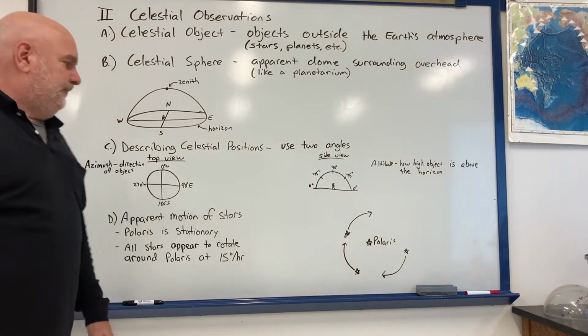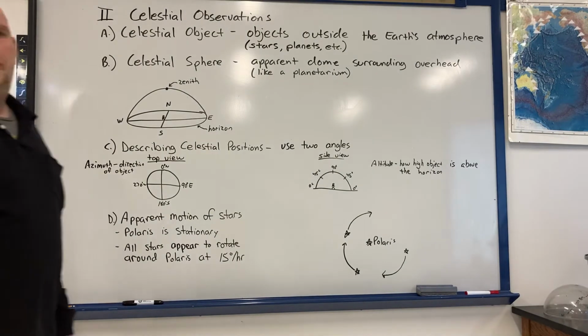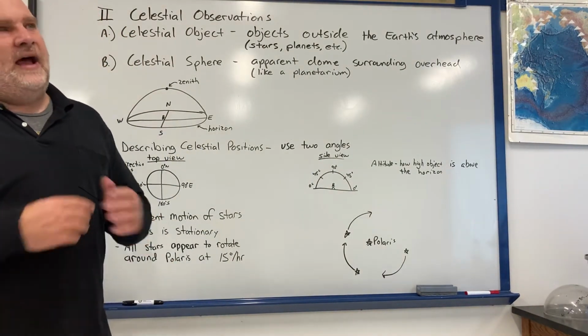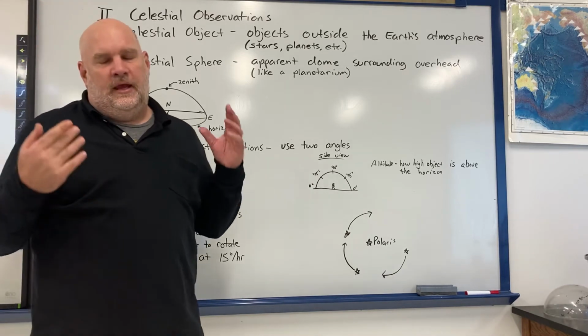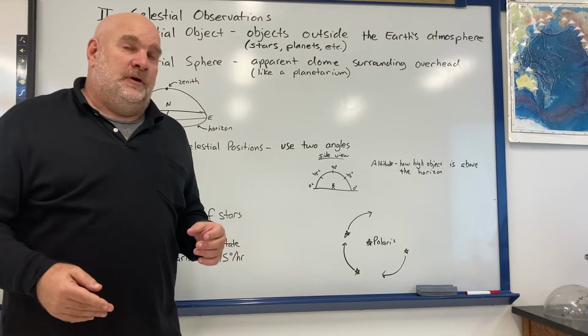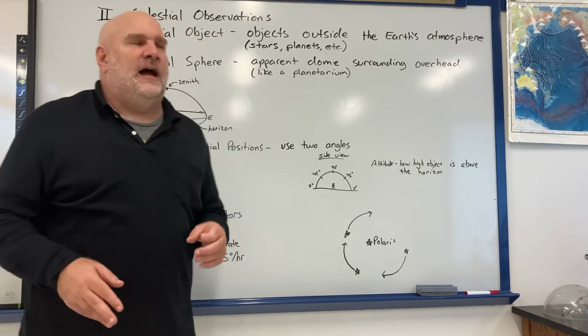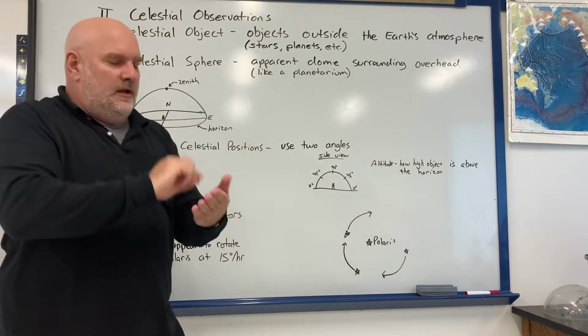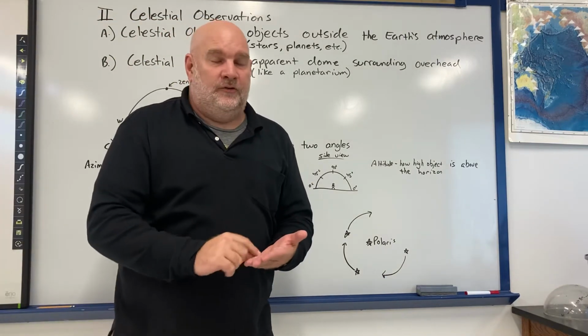All right, so that's how you describe locations of things in the sky, with azimuth and altitude. Now that you have this knowledge of how to describe things, let's say you went outside at 9 o'clock at night and you wanted to describe the location of the Big Dipper. So you go outside at 9 o'clock, you find the Big Dipper, and you write down the azimuth, you write down the altitude.